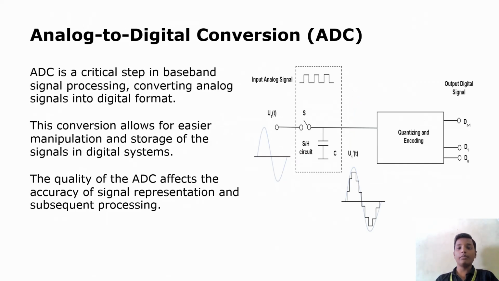Analog to digital conversion, also called ADC. ADC is a critical step in baseband signal processing, converting the analog signal into digital format. This conversion allows for easier manipulation and storage of the signals in digital systems. The quality of the ADC affects the accuracy of signal representation and subsequent processing.